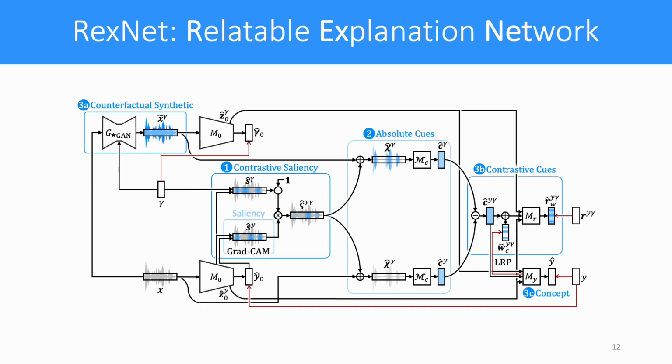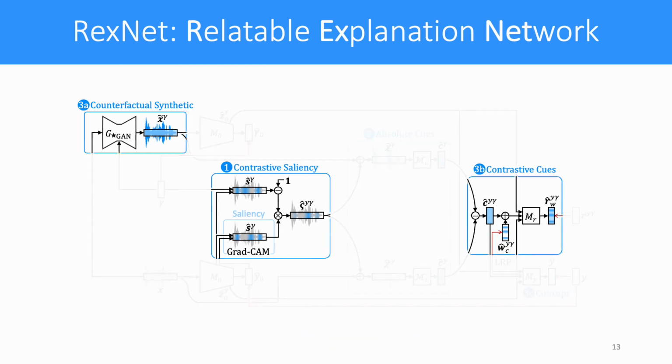Unlike most XAI methods that provide post-hoc explanations, RexNet is designed to be intrinsically interpretable and provides ante-hoc explanations based on corresponding modules. There are three main explainable modules in RexNet: contrastive saliency, counterfactual synthetic, and contrastive cues. Let's look into more details.